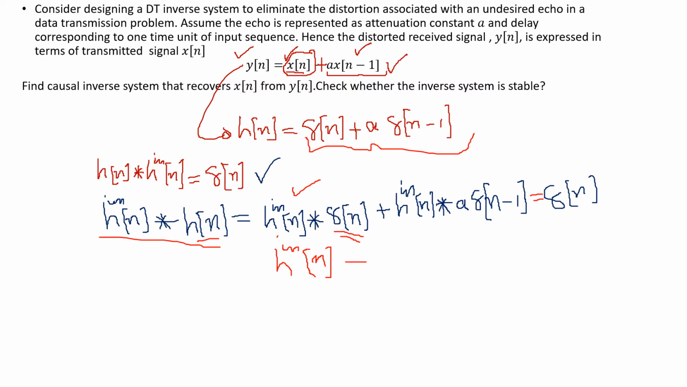Again from here, we know the property that if we convolve anything with impulse, we get the same thing. If the impulse is shifted, this will be shifted. If the impulse is scaled, this will be scaled. So that means I should get h inverse of n plus a times h inverse of n minus 1, and this is equal to impulse of n.